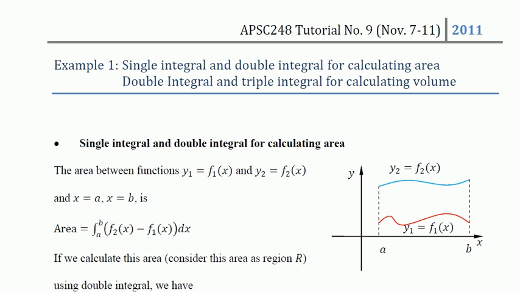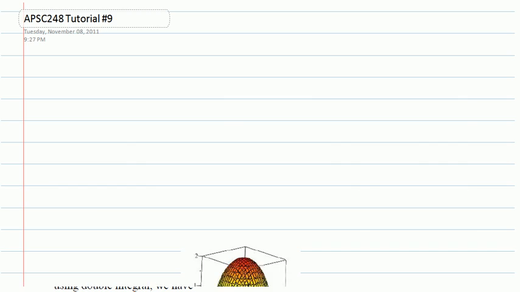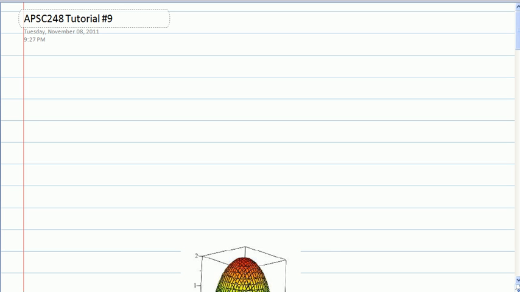Actually, I'm going to start with example number 2. For example number 1, it basically connects the dots between single integral, double integral, and triple integral. So you'll get a sense of the connection among these integrals. Okay, let's start from the second example.